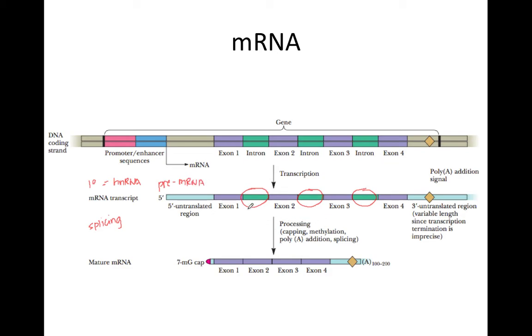After you've removed the introns, so you now have all the exons remaining, we also add in a poly-A tail. It's a tail that's largely composed of all adenines, and a 7-methylguanosine cap or a 5' cap. Now what the capping and the tailing does is that it protects the mRNA from exonucleases. So we make sure that they reach the ribosomes intact.